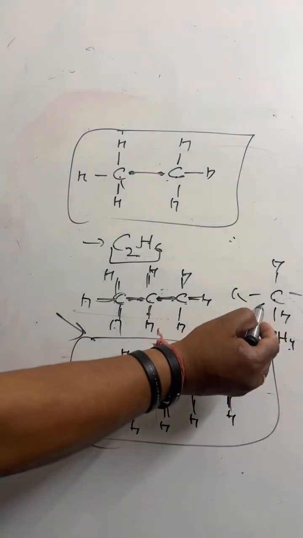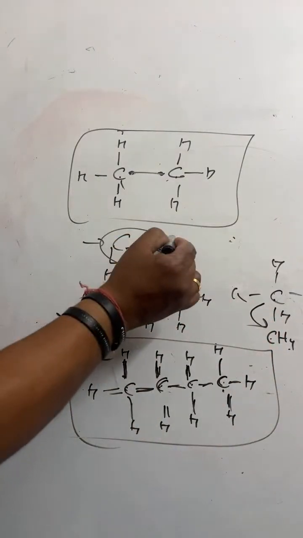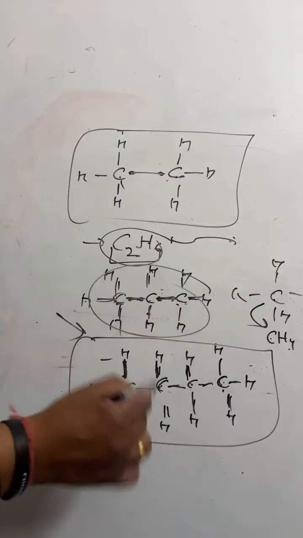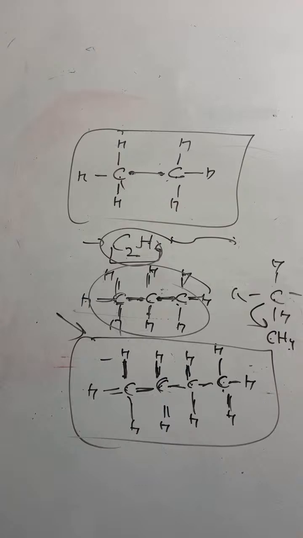Butane. It is methane, then ethane, then propane, and it is butane. And try to make it in your copy: pentane. If the number of carbon is 5, then what will happen? How many hydrogen are required?